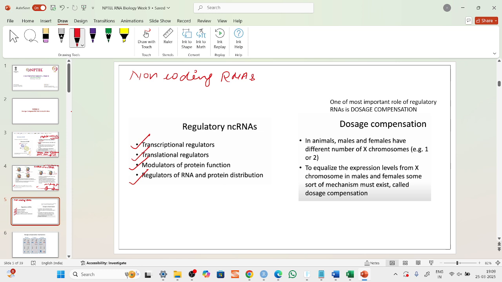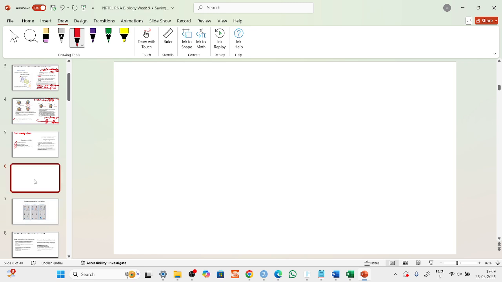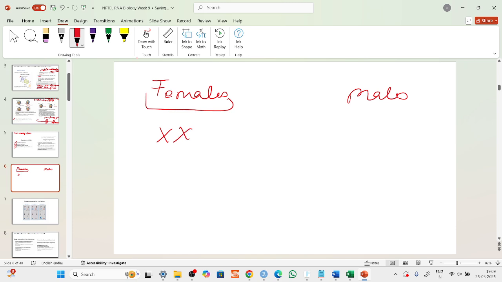So what is the meaning of this dosage compensation? Let us try to understand this. Talking about humans, we have females and we have males. Here we have XX, two X chromosomes, and in males we have X and Y chromosomes. That means here the number of X is more, here the number of X is less.